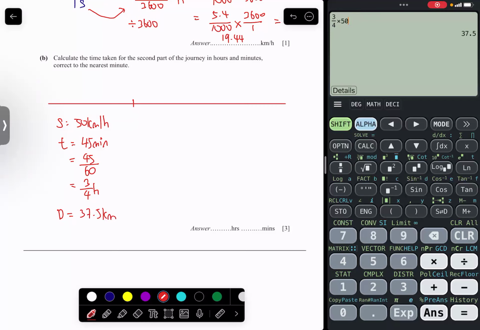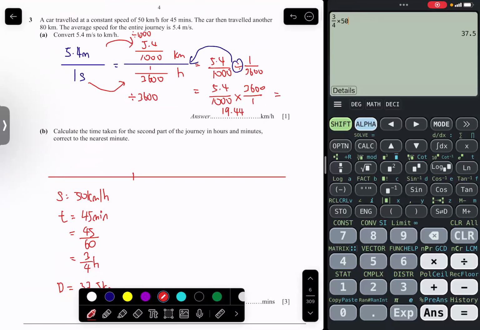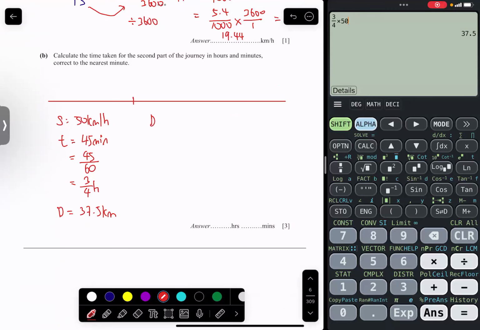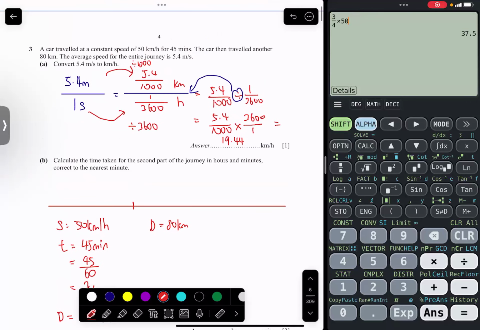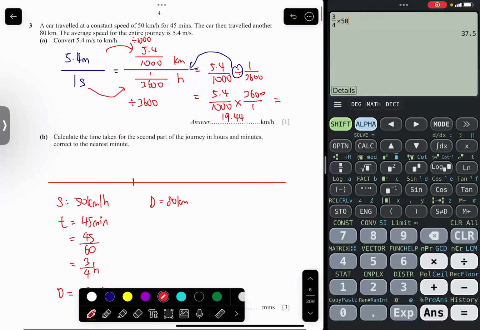Now, in the second part of the journey, we want to find out the time taken for the journey. To find the time taken, I need to know the distance. The distance is already given, right? The distance is 80 kilometers. I also need to know the speed. Did they say the speed? They only say that the average speed of the entire journey is 5.4 meter per second.